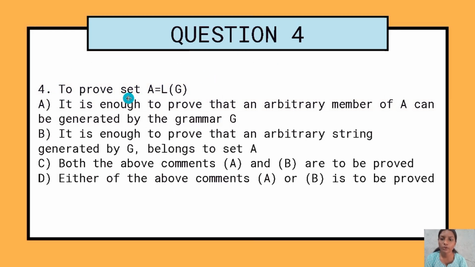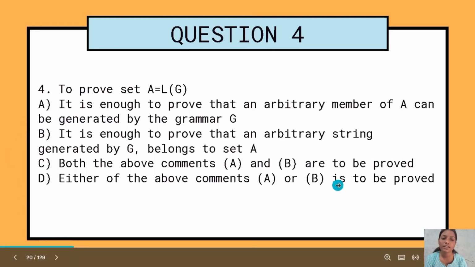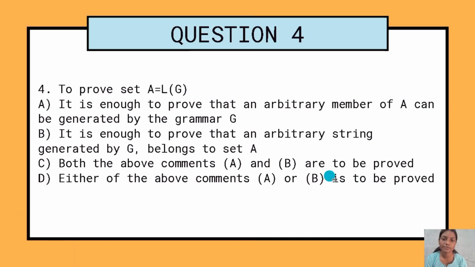Here we have the question: to prove set A is equal to L(G). We have four options to prove this grammar. First says it is enough to prove that an arbitrary member of A can be generated by the grammar G. Second option says it is enough to prove that an arbitrary string generated by G belongs to set A. C option says that both the above comments A and B are to be proved. Option D says either of the above comments A or B is to be proved. Let's analyze all these four options and select the best suitable answer for this question.